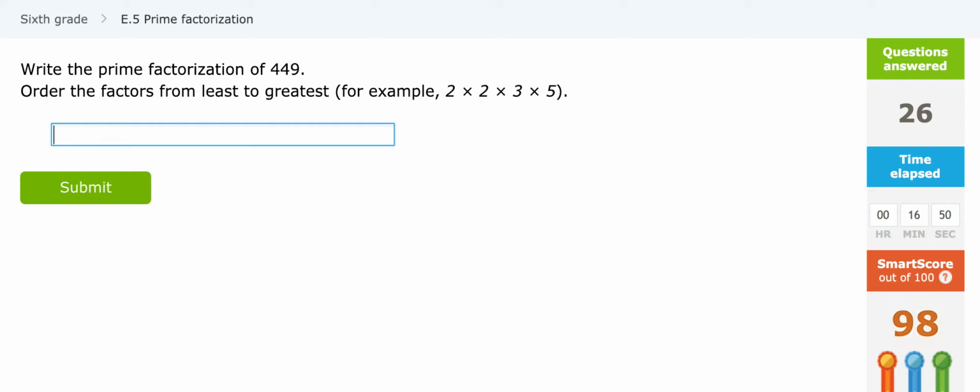When we look at 449, again, we try the same thing. In this case, we say, is it divisible by 2? It's an odd number, so it's not. Is it divisible by 3? In this case, 4 plus 4 is 8, plus 9 is 17. No, it's not. Is it divisible by 5? In this case, we look at the end digit. Is it 0 or is it 5? No. So in that case, it's not divisible by 5.